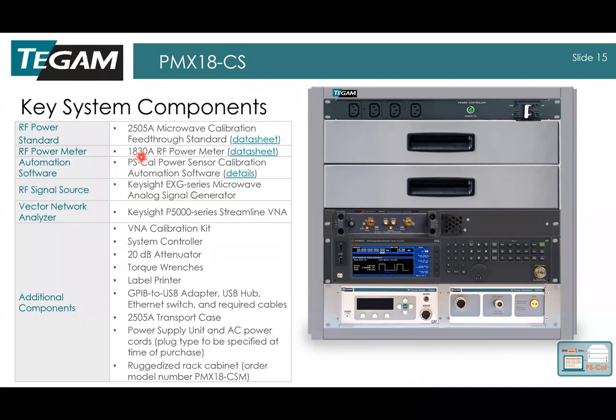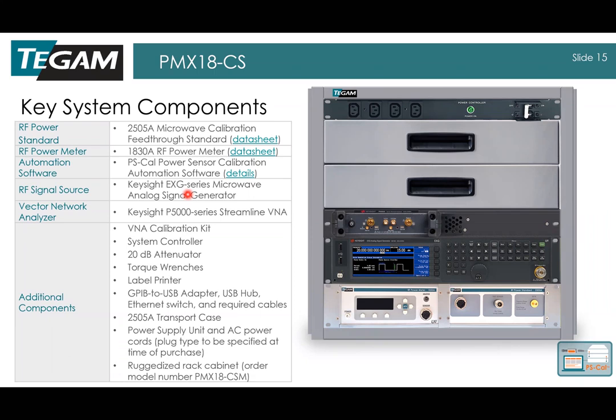And just a quick, if you want to take a look at some of the different system components, the 2505 and 1830 from TEGAM, of course, it comes with PSCal, the Keysight EXG generator, and the Keysight P5000 series streamlined vector network analyzer, which is a key piece in keeping the system compact. It's worked really well in our work here with it.